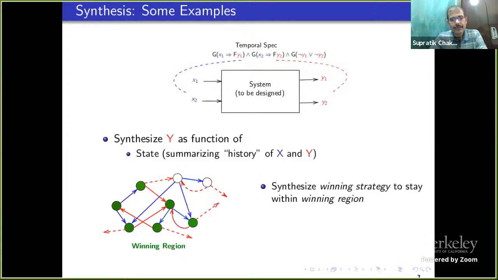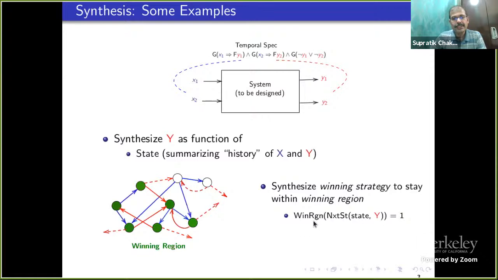But if you look at the core of this, there are these two steps. One is calculating the winning region, which involves some kind of reachability analysis on the state space. And the other is synthesizing this winning strategy to stay within the winning region. And what does this mean? So once you have the state space, and in particular, if you have a symbolic representation of the state space and the state transitions, we are basically saying that from every state, I should output Y such that the next state that I get from my current state and when I'm outputting Y is within the winning region.